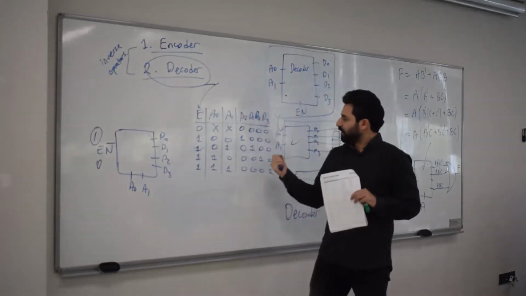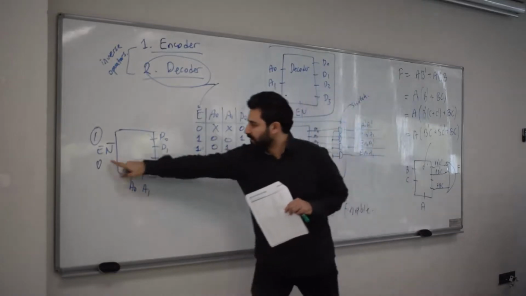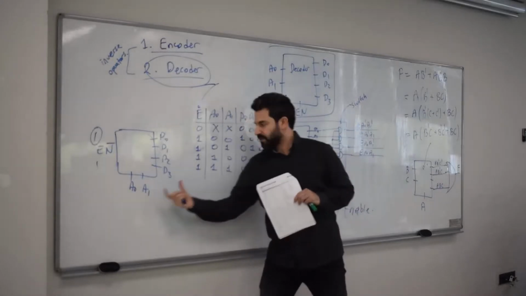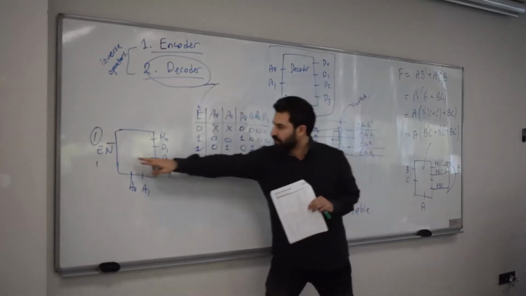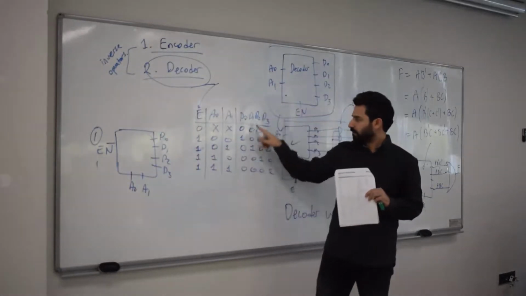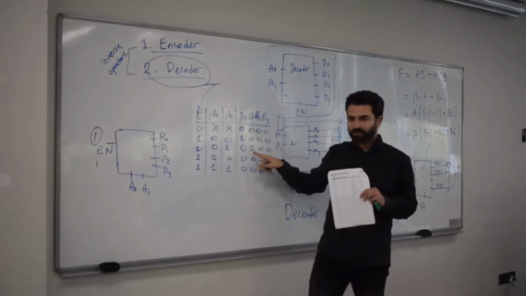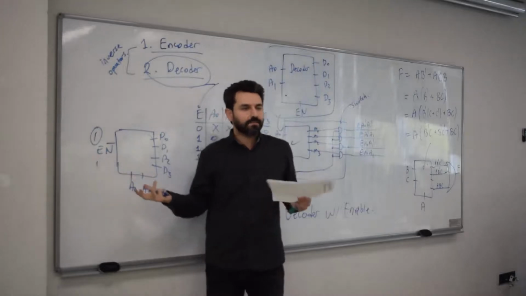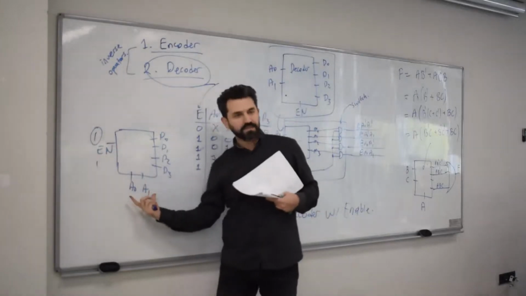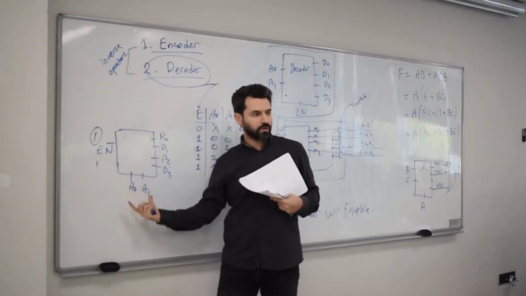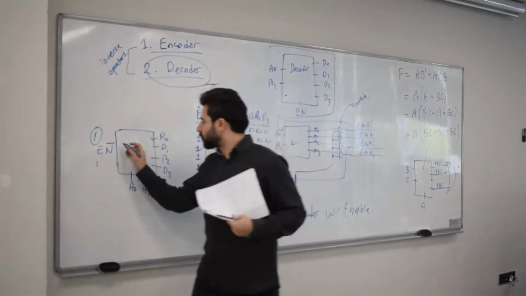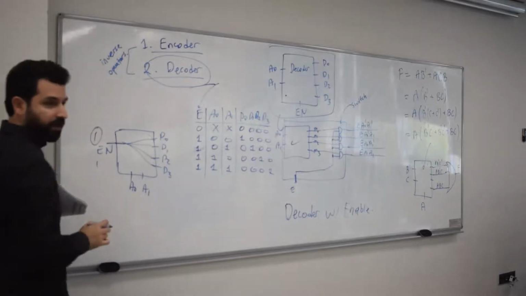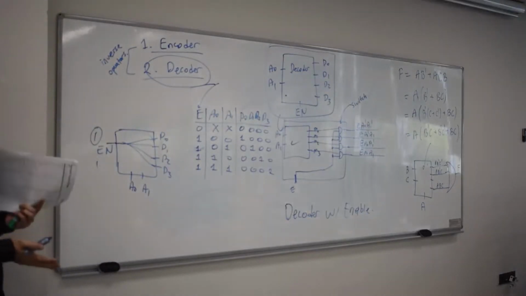Because if you look at the case where enable is 1 and A0 is 0, A1 is 1, you will realize that now I'm pushing this enable 1 to D1, right? So this is like a switch now. Enable being 0 or 1 doesn't matter. By selecting the appropriate inputs A0 and A1, 0 0, 0 1, 1 0, 1 1, you're actually choosing a path for this input. You're basically selecting a path.